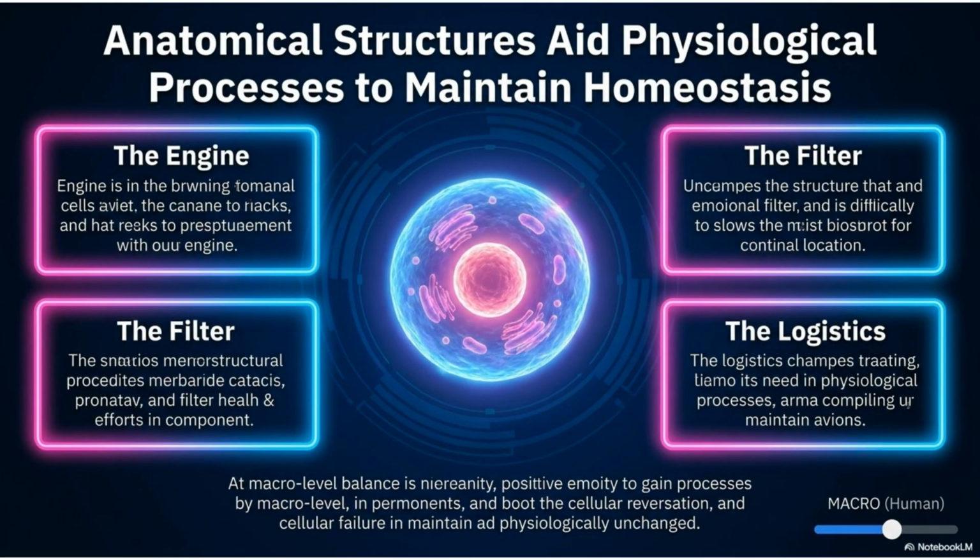Anatomical structures aid physiological processes to maintain homeostasis. Different cellular components function as an engine, filters, and logistics to ensure the cell's internal balance is maintained.